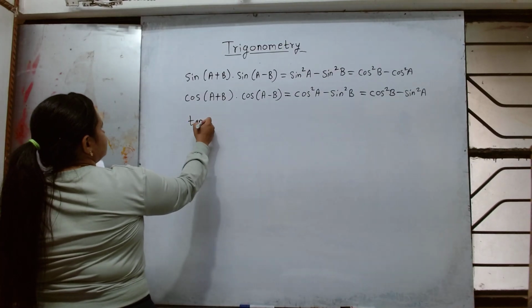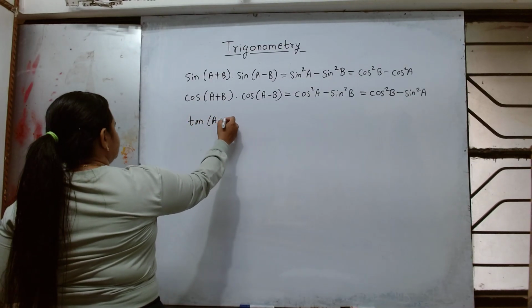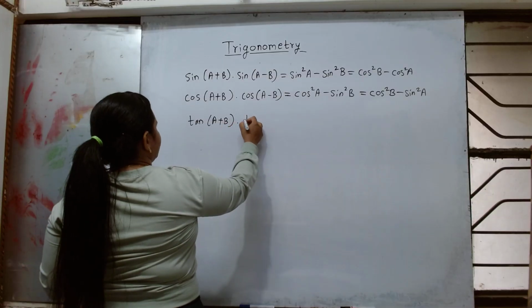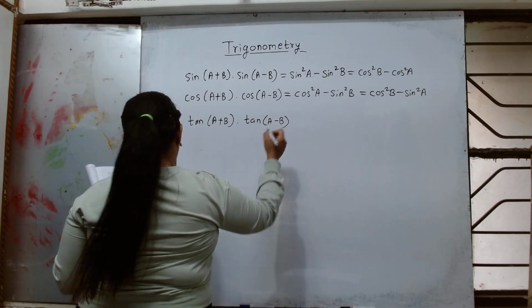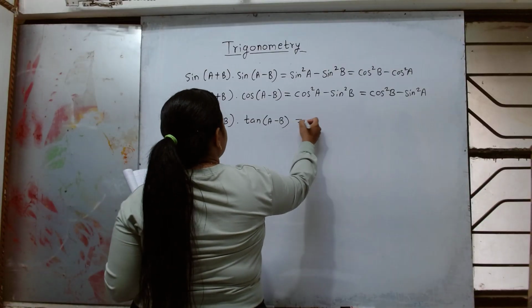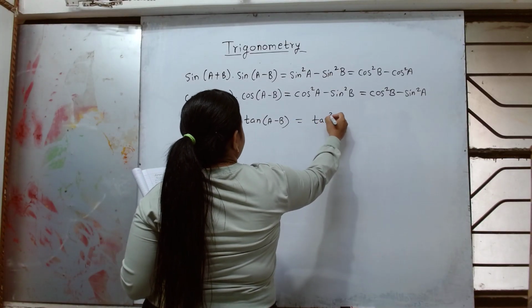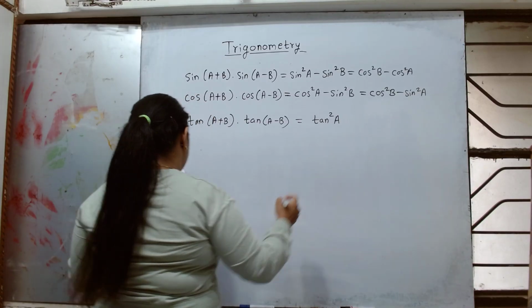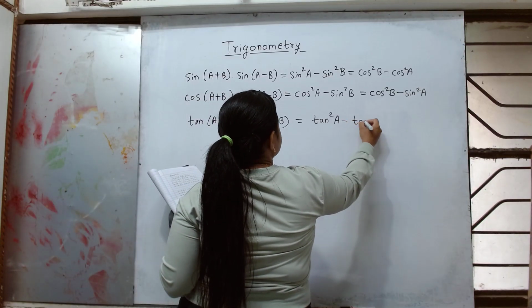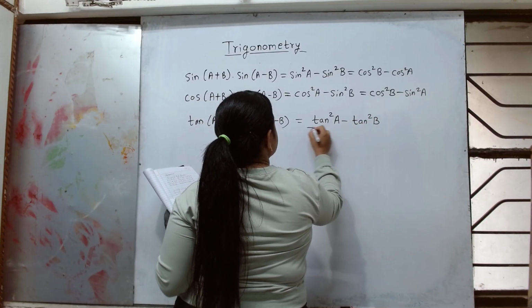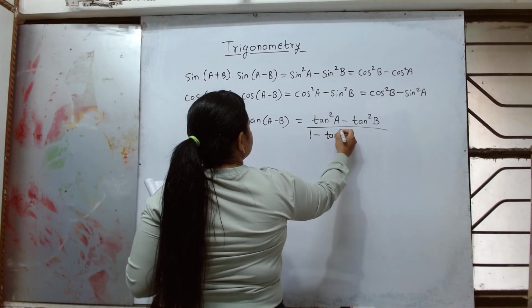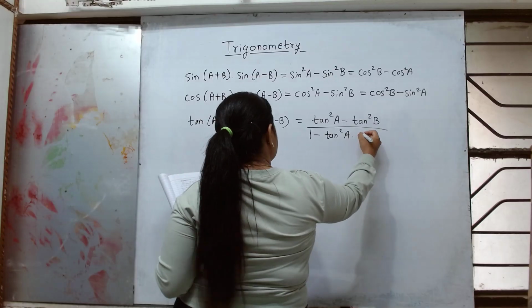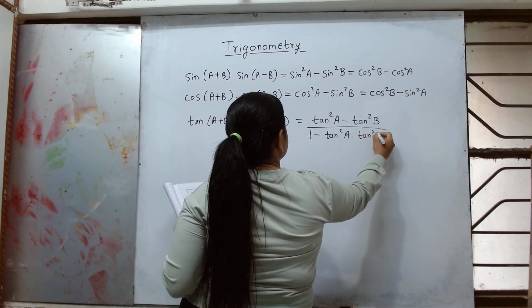For tan a plus b into tan a minus b, it equals tan square a minus tan square b upon 1 minus tan square a into tan square b.